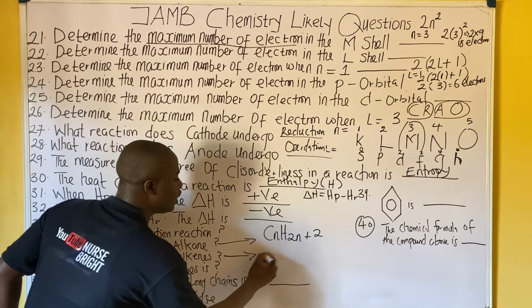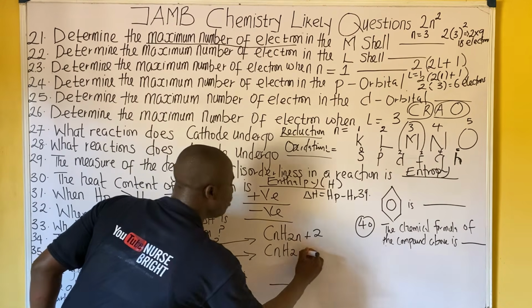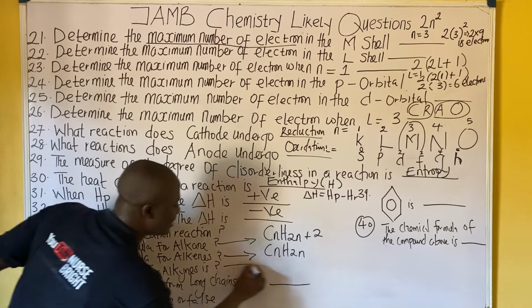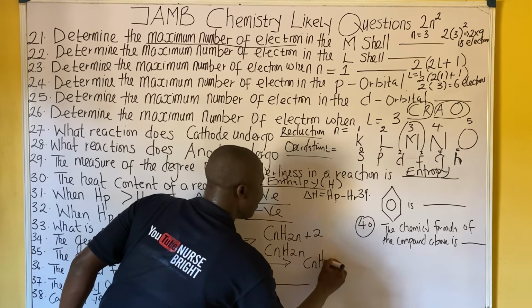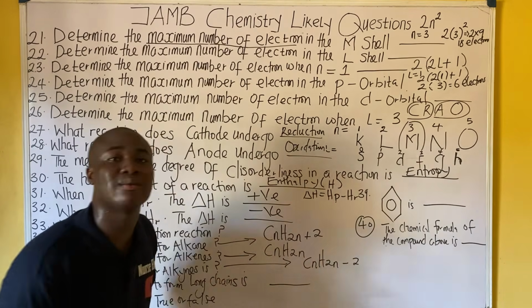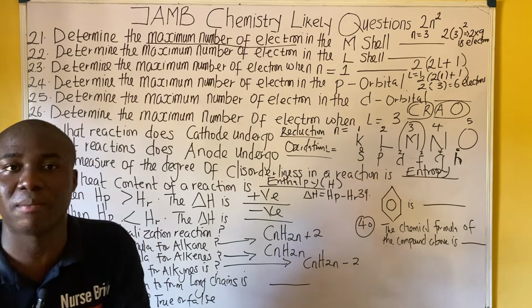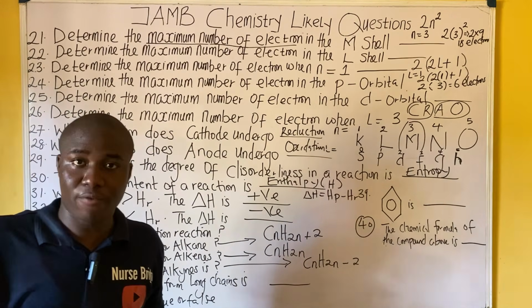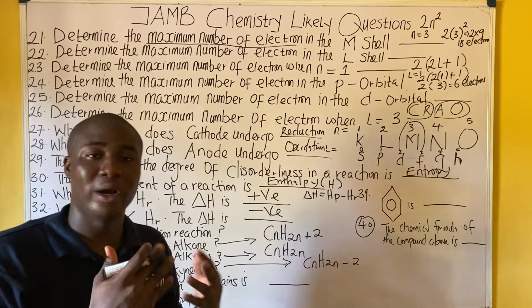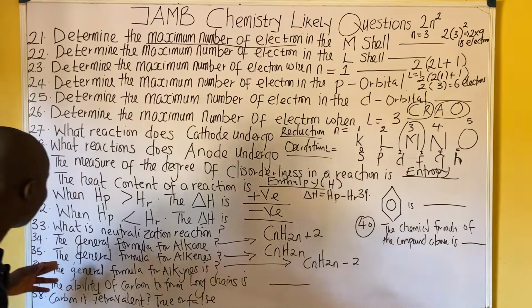For alkene, their general formula is CnH2n. For alkynes, their general formula is CnH2n-2. Note it, memorize it. It will help you. So I beg you, note all of these compounds' general formula. There are other forms of organic compounds and their general formula too. But it's very important I tell you this. So let's get into the next question.